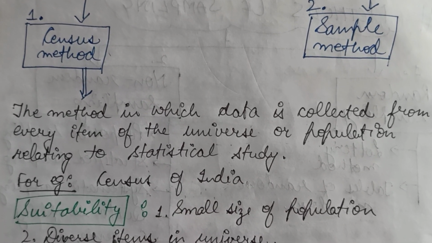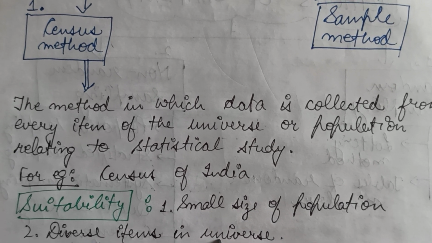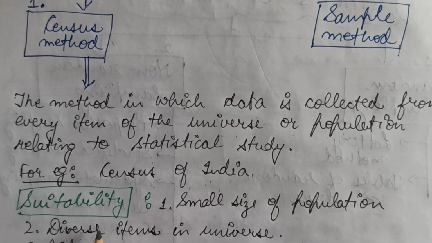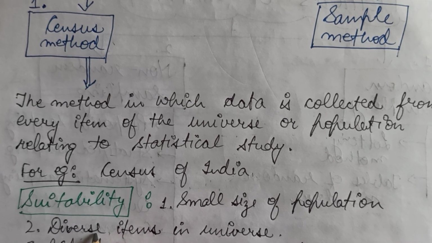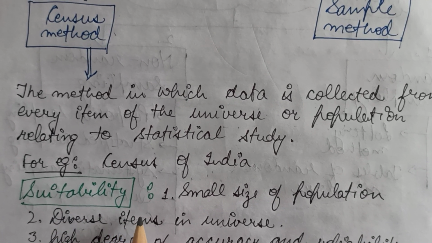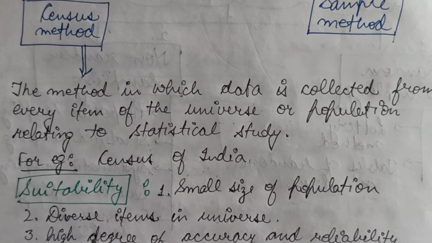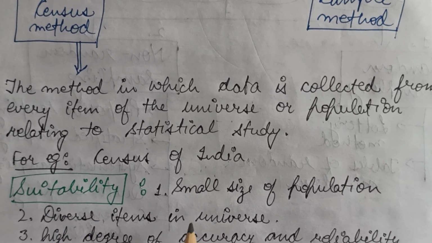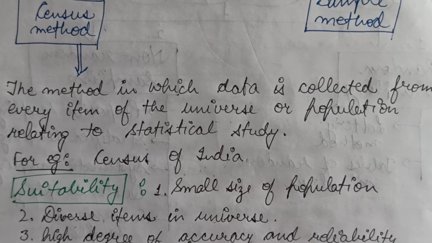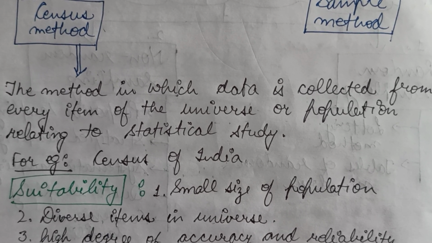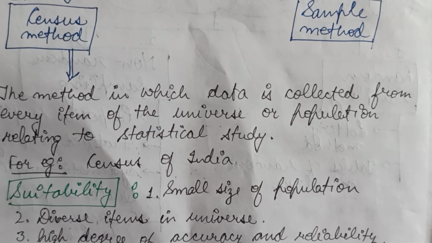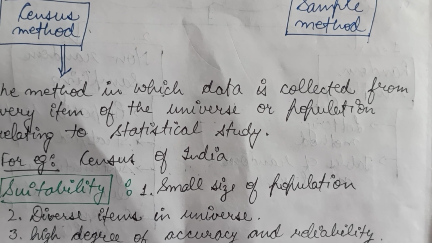Now the next suitability is diverse items in the universe. In case the items in the universe are diverse or different in characteristics, then we have to study each and every item so that we can make out the results from these different items in the universe also. The third suitability is high degree of accuracy and reliability. That is, in case we need data of high accuracy and reliability, then we have to follow the census method. So this was all about the census method of data collection.